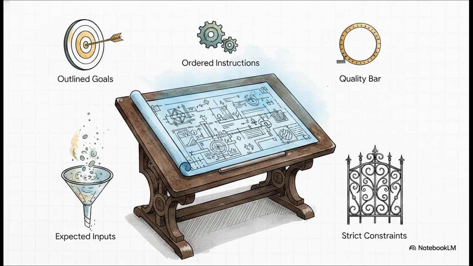To truly foolproof your workflows, your skill page has to spell out these exact requirements. It needs an outline goal, expected inputs, ordered instructions, and clear output guidelines. Most importantly, you really must define a quality bar so your agent knows what good actually looks like, and establish strict constraints defining what it absolutely should not do.